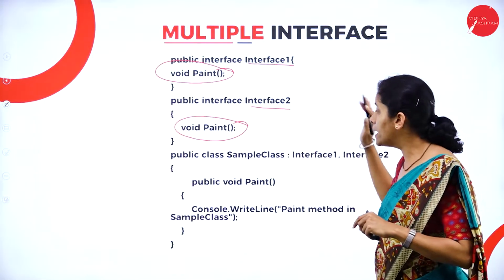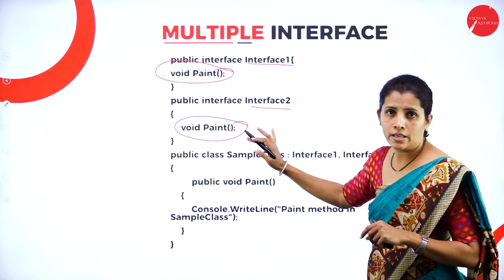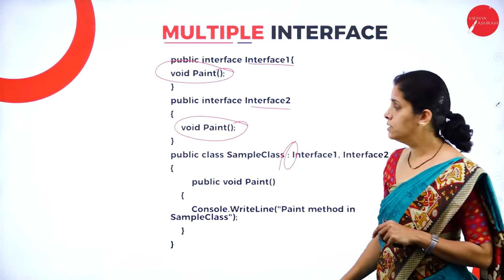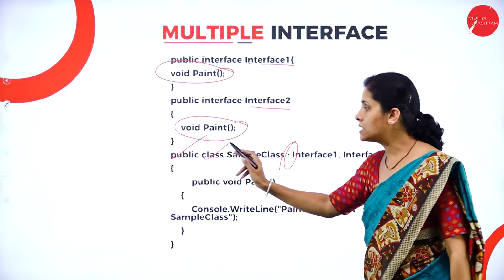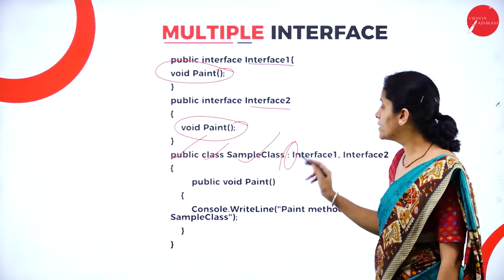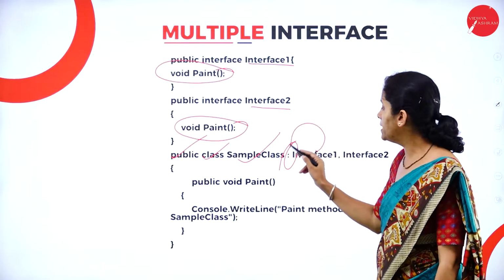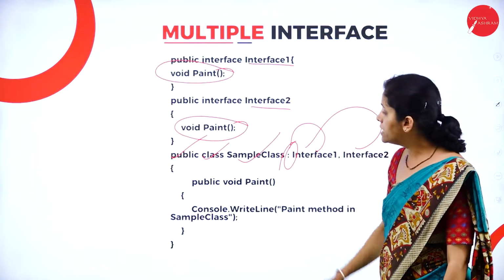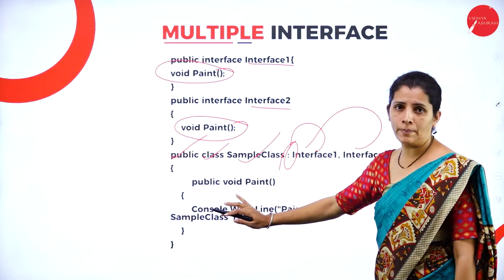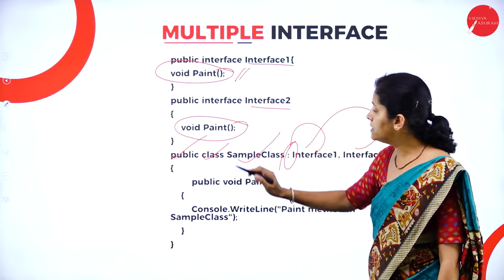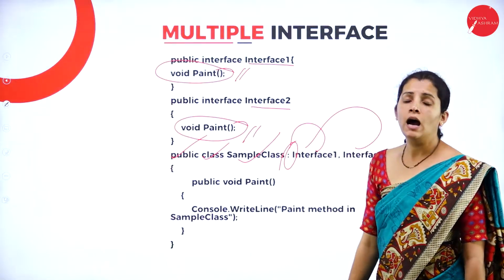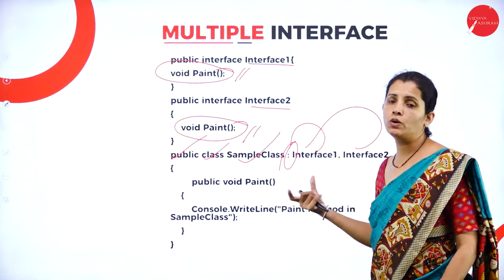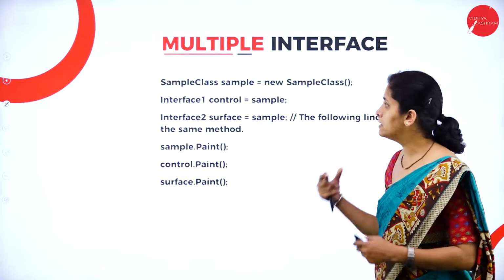I want to implement the interface. To implement, I am going to use a colon. So it is the public class keyword, class name, colon, and I am going to implement interface 1 and interface 2. Now see here, I am going to write the body. This is my abstract method and this is my abstract method. And where am I going to write the body? In my class. In my class I am going to write the body of the method.